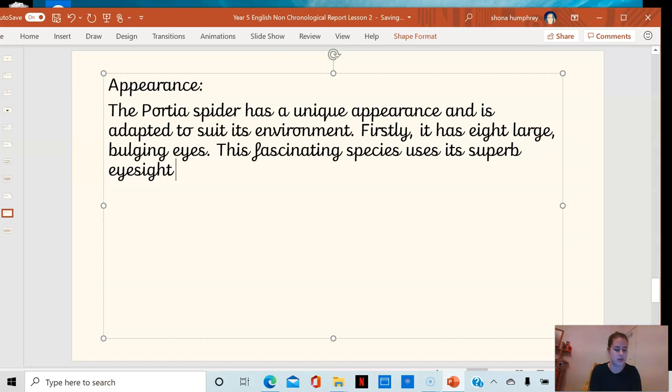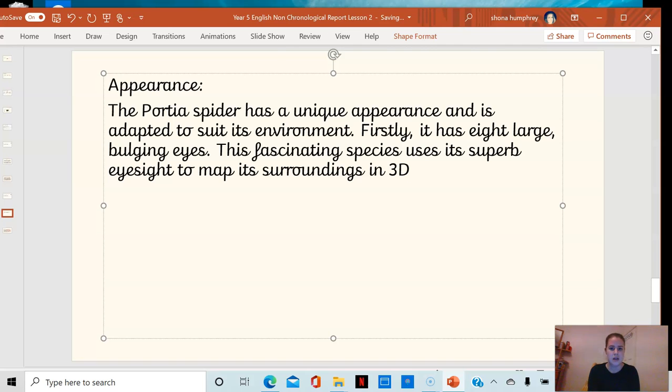Has superb eyesight to map its surroundings. Now, is it going to be "it is" with an apostrophe, or is it "its"? Well, it's not going to be "it is", so it's going to be "its", so I don't need my apostrophe in there. So: maps itself to its surroundings in 3D.